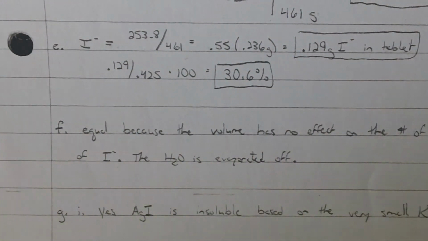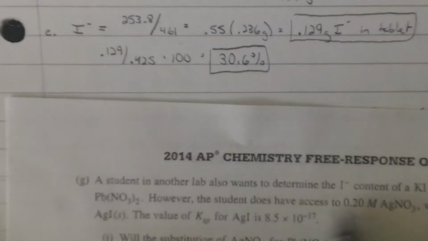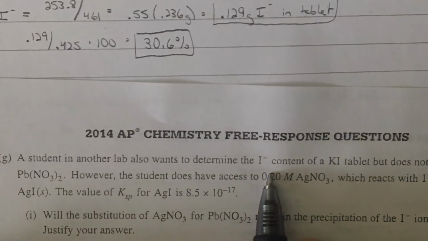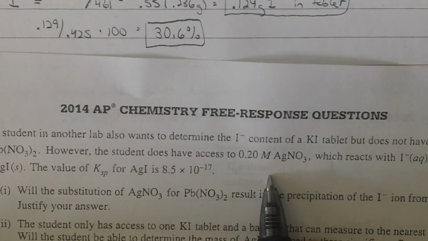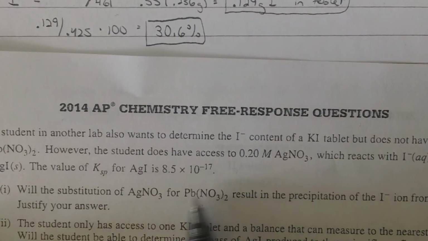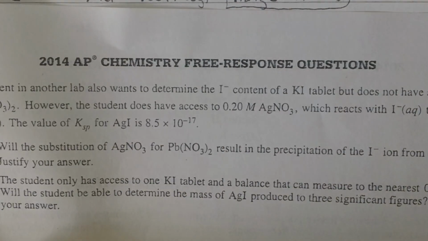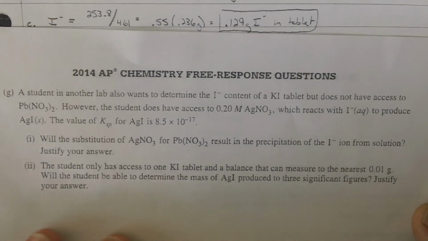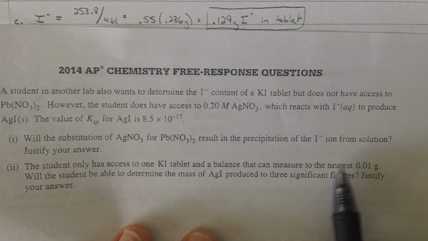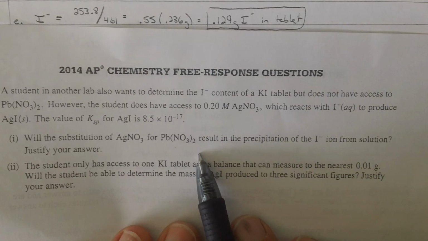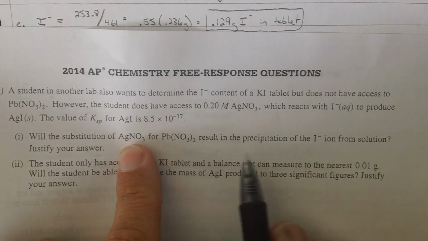Good. Part G is your little solution equilibrium. It says a student in another lab wants to determine the iodide content of potassium iodide, but he does not have lead nitrate. They do have silver nitrate though, and it gives us a KSP value. And then we get asked the question here, will the substitution of silver nitrate for lead nitrate result in the precipitation of iodide ion from solution? Yes. The answer is yes. Silver will also precipitate with iodide.